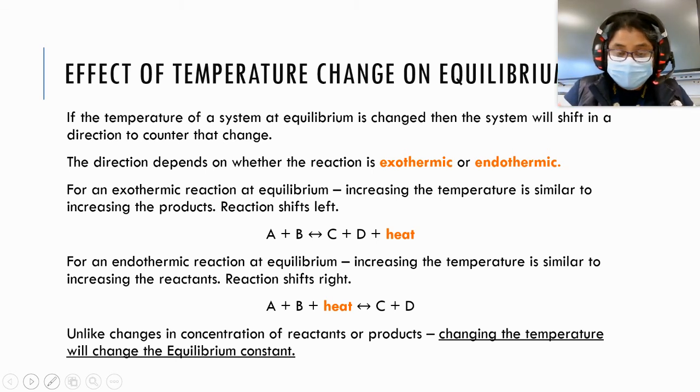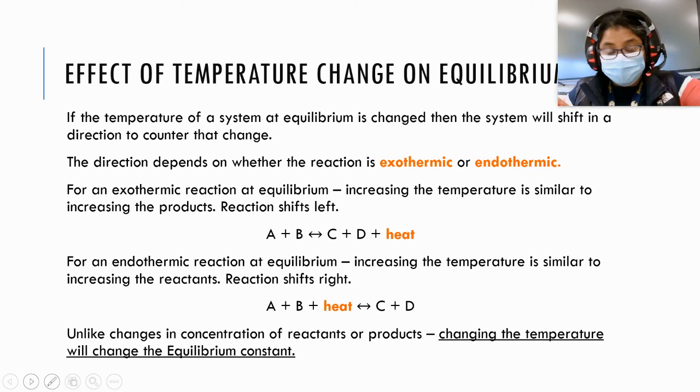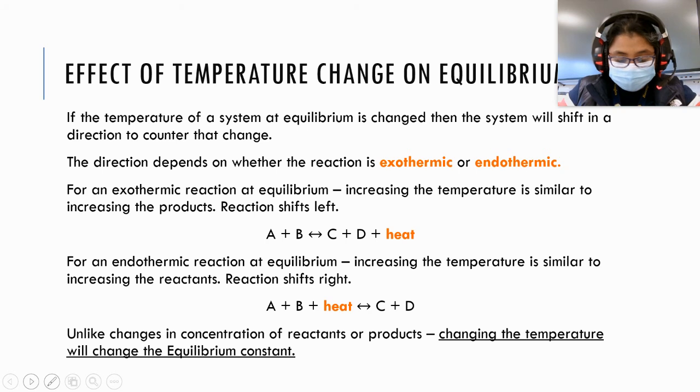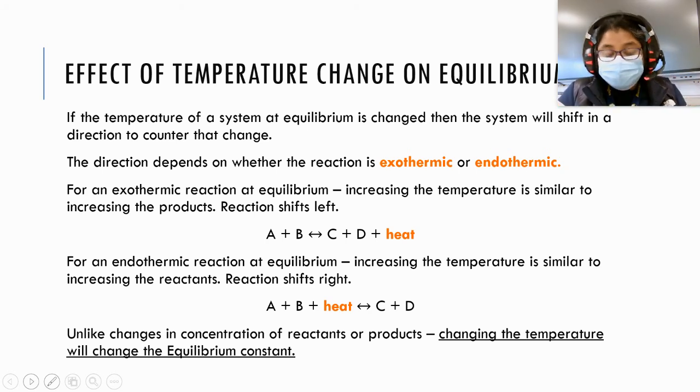Now, remember, every reaction absorbs heat and every reaction releases heat. It's the net. If more is absorbed than is released, then it's endothermic. If more is released than is absorbed, like from the forming of new bonds, potential energy being turned into thermal energy, then it's an exothermic reaction. Okay? So, for an exothermic reaction, increasing the temperature is very similar to increasing the products.